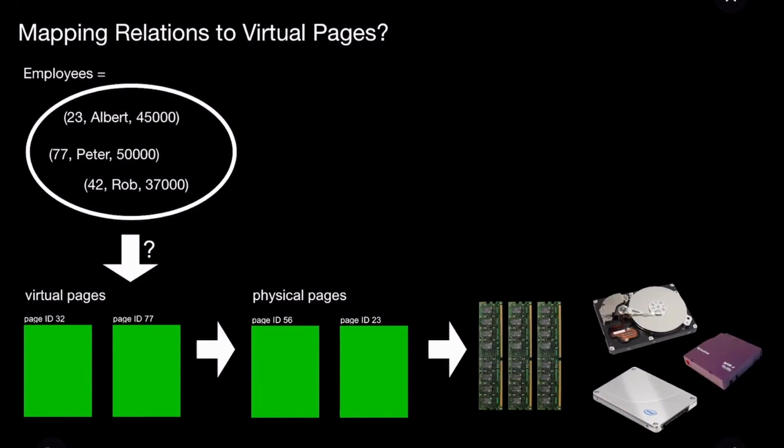The question is, how do I get from a relation, being a set of tuples, and that's why I wrote it as a bubble here. So that's our relation. There's no order defined whatsoever. There are no duplicates. And here I only have 3 tuples in that relation. How do I map it to my virtual pages? So how would I do that mapping step?